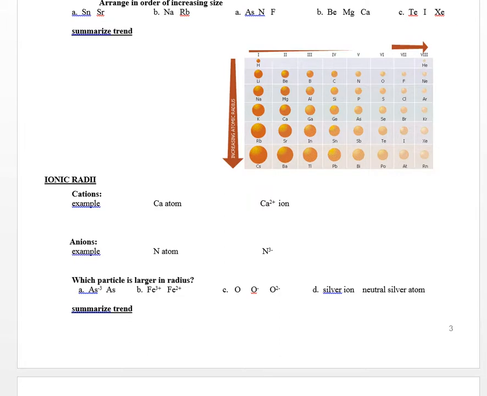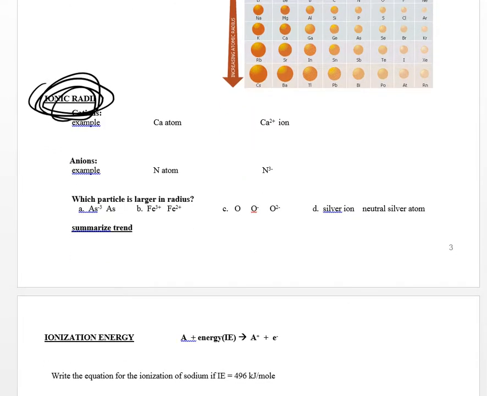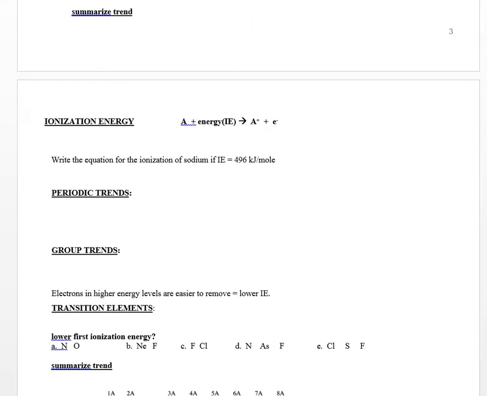This down here, when I said ion size, yes, you absolutely need to know this. How does the size of a cation compare to a regular atom? How does the size of an anion compare? Remember, if you're gaining electrons, they're going to get bigger. If you're losing electrons, they're going to get smaller. You need to know what kind of elements make cations, which are metals, and which kind of elements make anions. Those are your nonmetals.